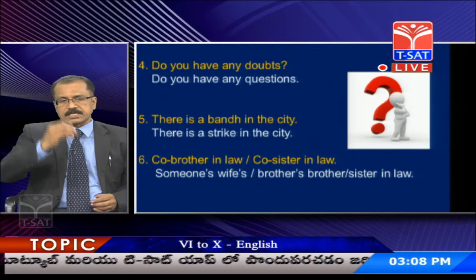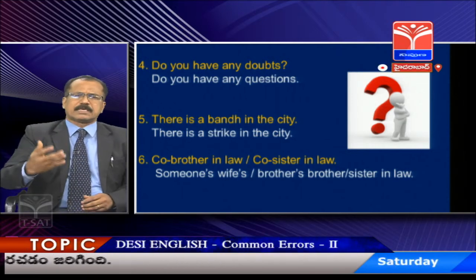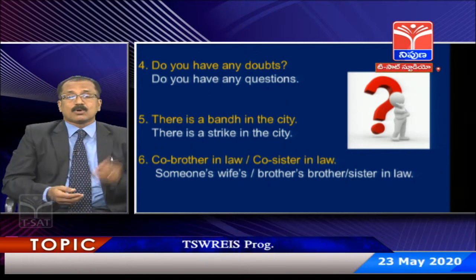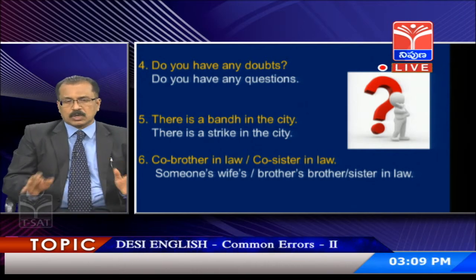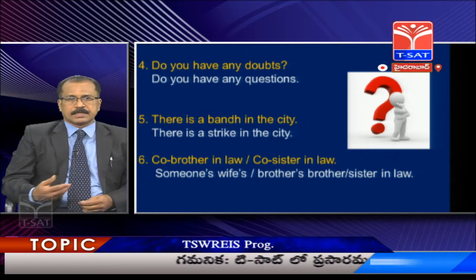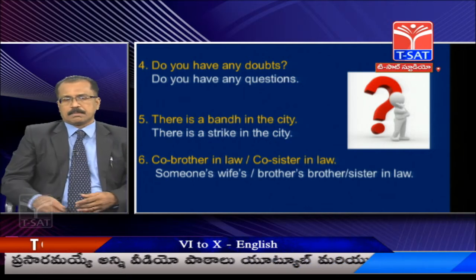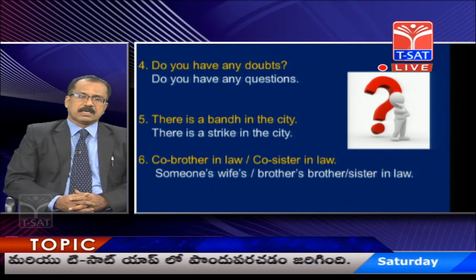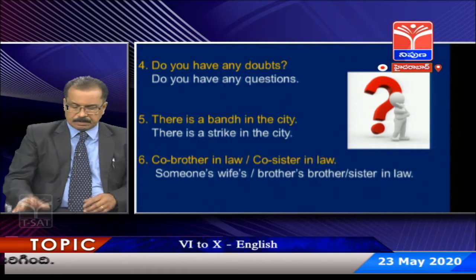And the next sentence, my co-brother-in-law or co-sister-in-law. I heard many adults speaking, even educated people, some teachers, some professors, they all say, oh, he is my co-brother-in-law or she is my co-sister-in-law. No, there is no such word. You say, your wife's brother, or your brother's wife's sister's husband, or whatever. You should never say co-brother-in-law, co-sister-in-law. This is very commonly used by people.